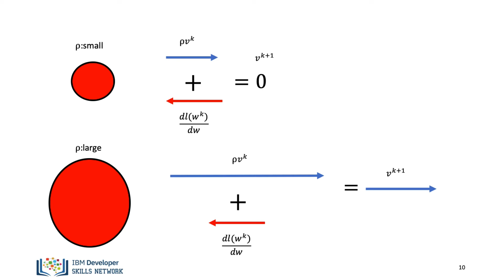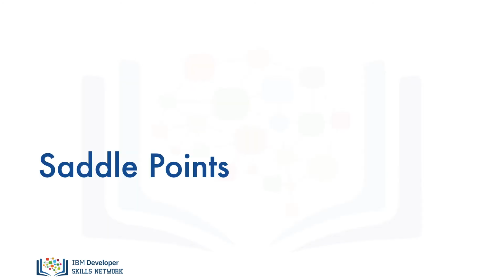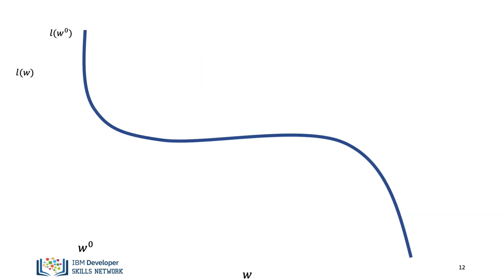Now, let's see how momentum can help us solve problems with optimizing neural networks. Let's review saddle points. Saddle points are basically a flat point in the surface, and for these videos, we're going to mainly focus on one-dimensional saddle points.